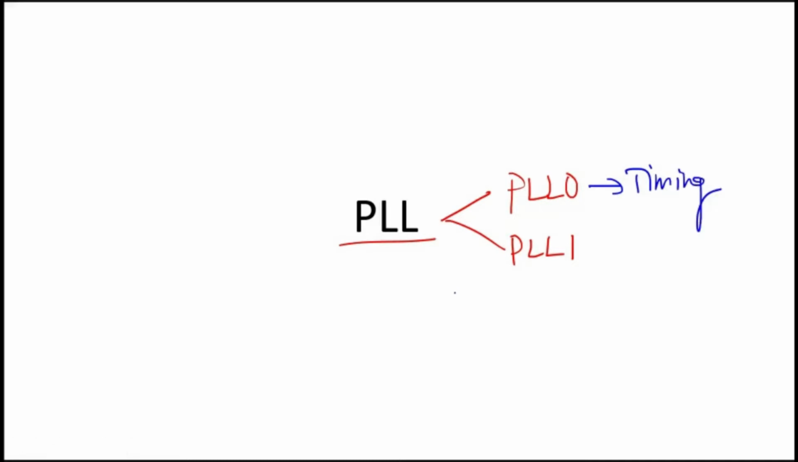PLL is a block present inside your LPC2148 microcontroller to boost the incoming oscillator clock to a maximum of 60 MHz. There are two PLLs present in LPC2148. One is PLL0, the other one is PLL1. PLL0 is meant for all the timing applications. PLL1 is basically used for USB operation. So what we are using for today's class is PLL0.